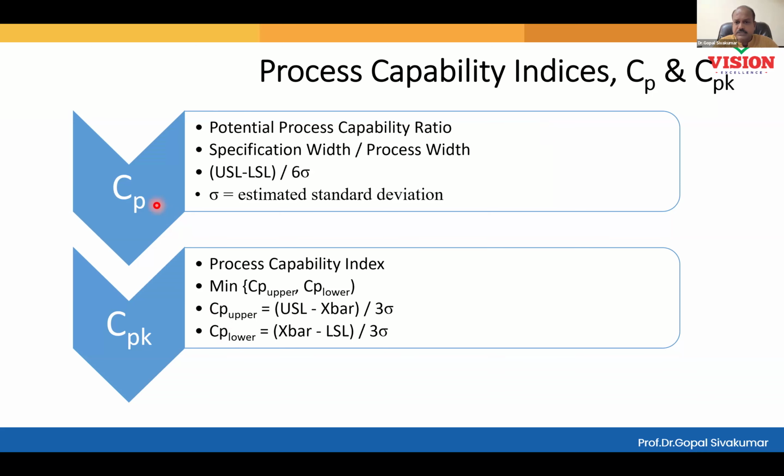Cp is known as the potential process capability ratio. Cpk is known as the process capability index, which gives a realistic measure of capability. Why? It not just compares the size of the car, it also checks the driver's skill. The size of the car is 6 sigma, and the driver's skill is the process average. Clear?